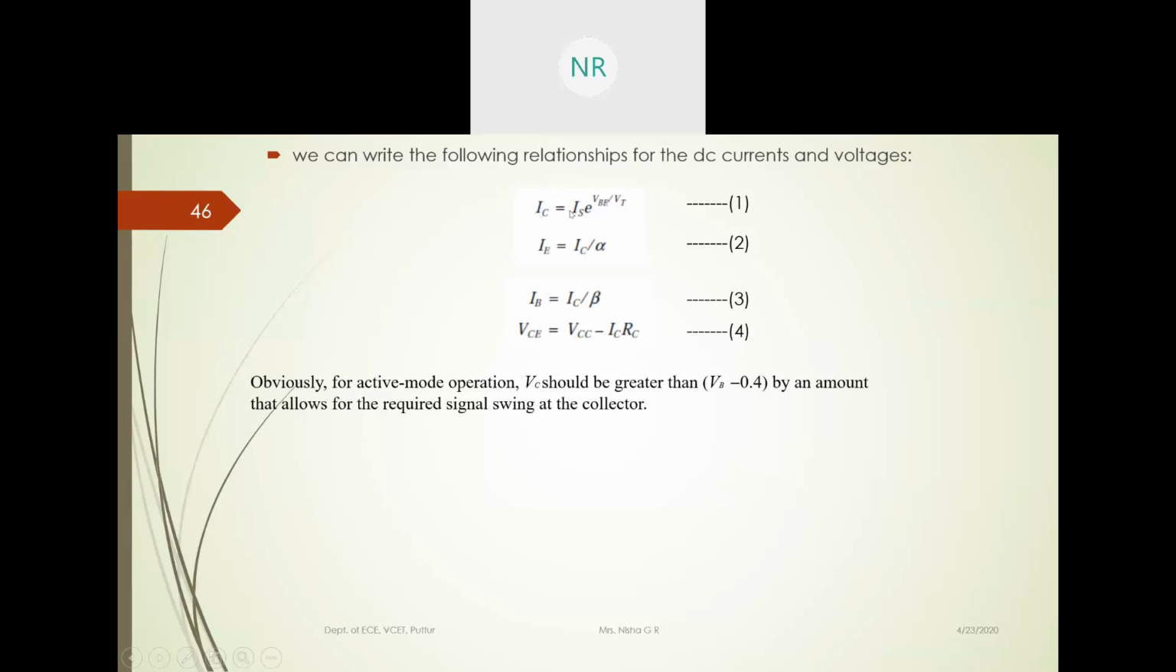Collector current, the output current, is equal to Is, the saturation current, into e to the power Vbe by Vt. That indicates that your collector current is proportional to, and depends upon, the input voltage Vbe. And we know the emitter current is Ic by alpha, and the base current is Ic by beta. And the output voltage Vce is nothing but Vcc minus IcRc.